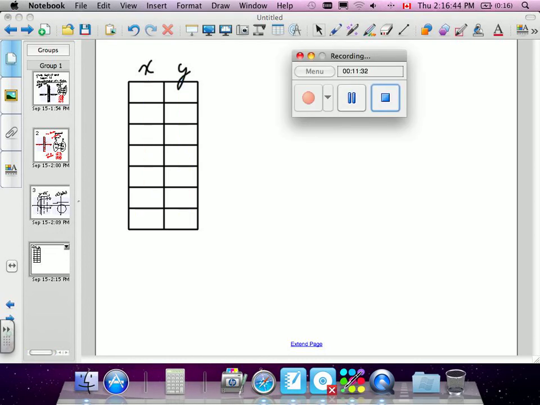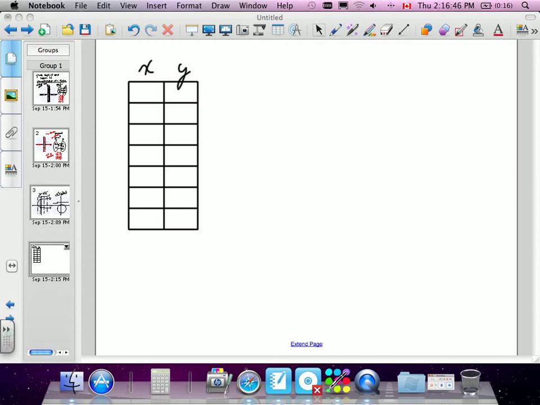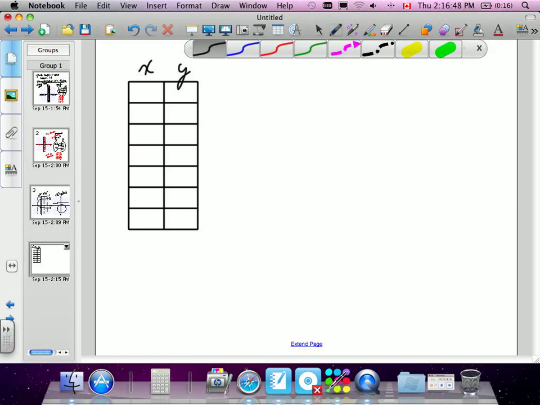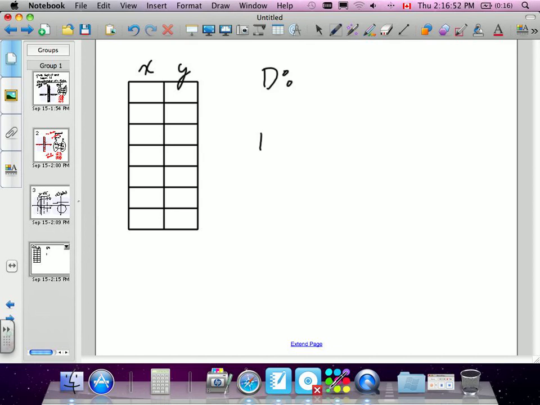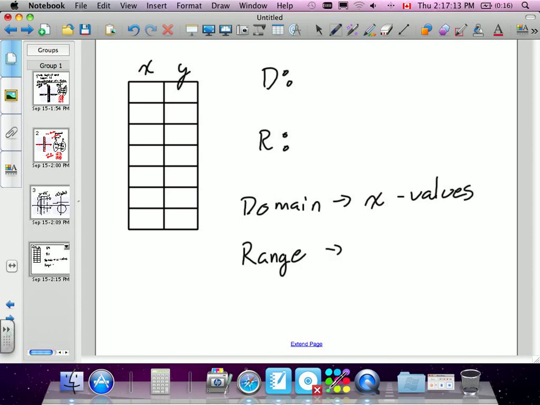Okay, so another way they might describe something in your book, as we're going to talk about this also, is called domain and range. Okay? Oh yeah, we did this. Domain and range talk about x values and y values. So we have our domain and our range. Now, domain represents x values only. Okay? And range represents y values.